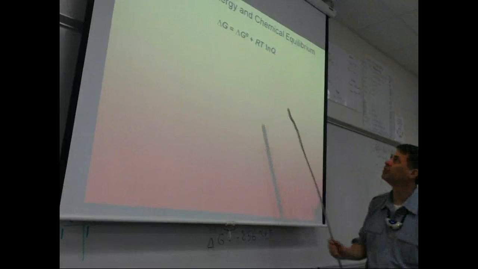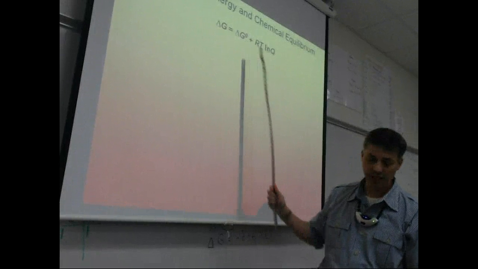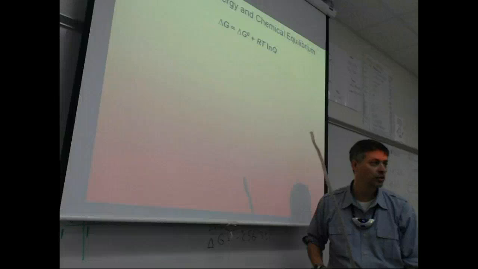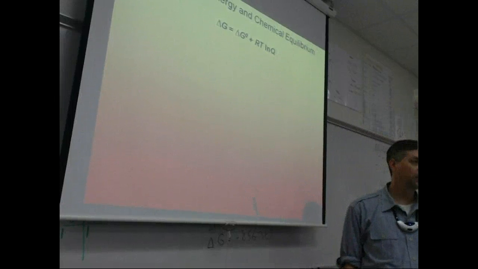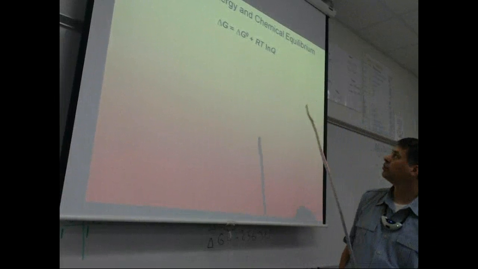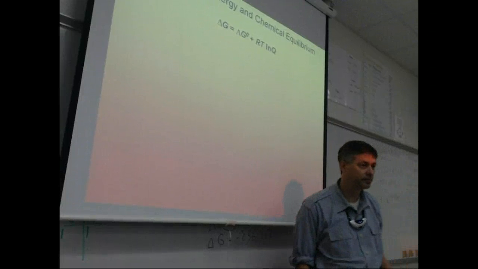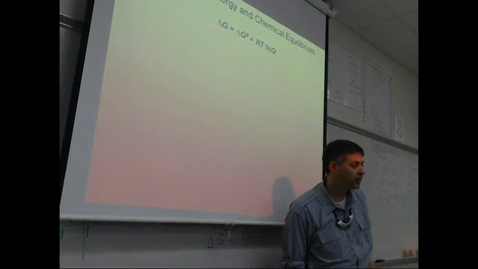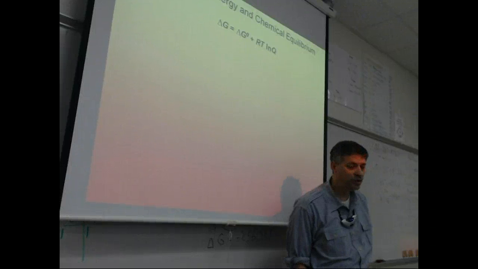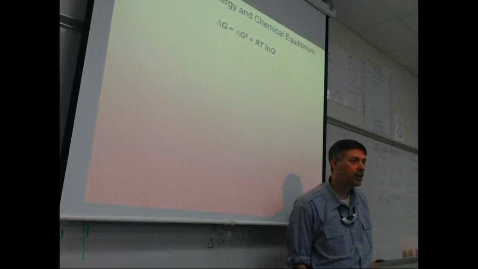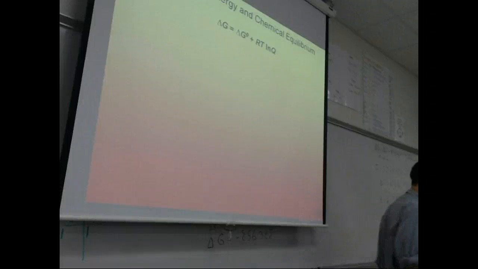Okay. First, let's make sure we understand this. What does the naught mean? At standard conditions. So, what's standard temperature? 25 degrees Celsius, or 298 K. If we're dealing with gases, then the partial pressures of all the gases involved will be 1 atmosphere. If we're dealing with concentrations, there'll be 1 molar.